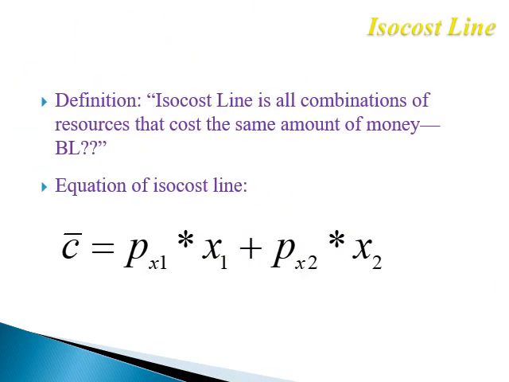Now we are going to identify something called the isocost line. The isocost line, again, is synonymous with the budget line in production theory.